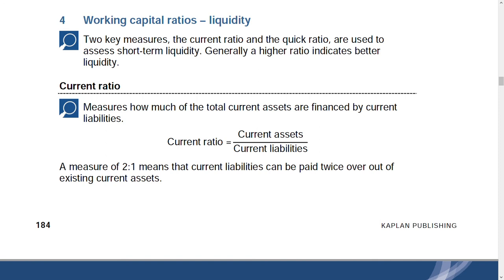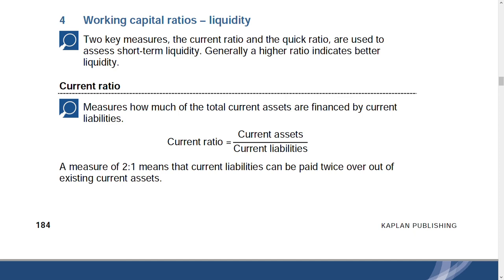Next. These ratios are also very easy. Okay, working capital ratios, liquidity ratios. And by the way, the chapter I'm using for explaining financial ratios is chapter 19, but for these working capital ratios, I have taken from chapter 7, working capital management, because these were not given in chapter 19. The page number is 184, so go through and you can take it.